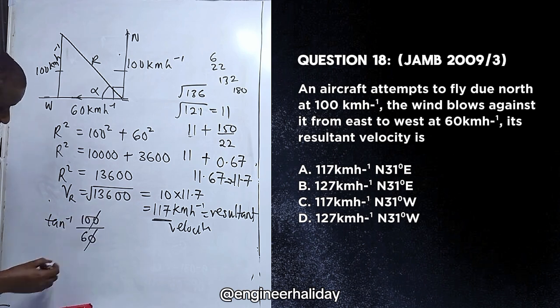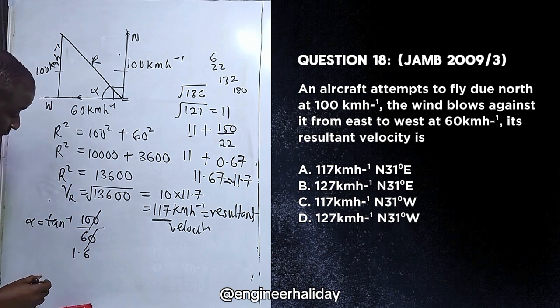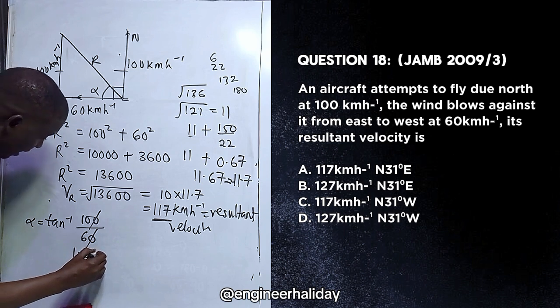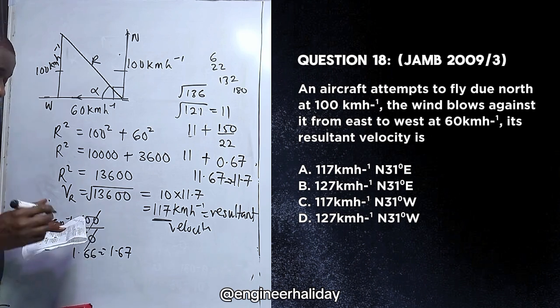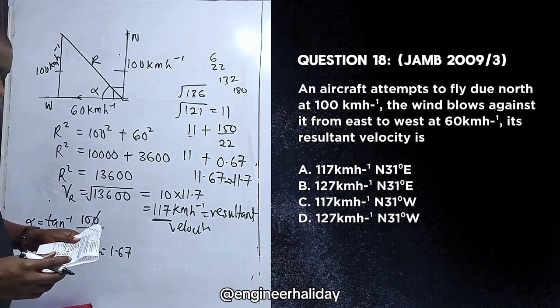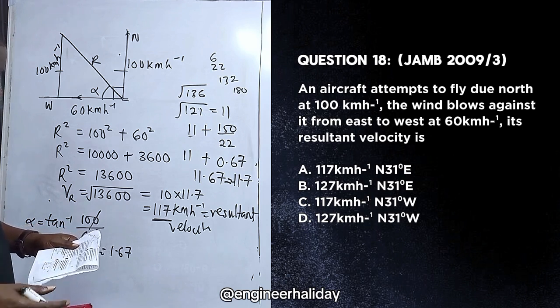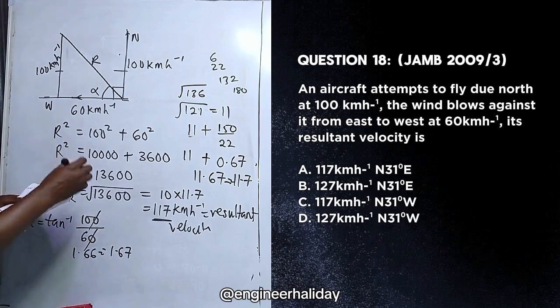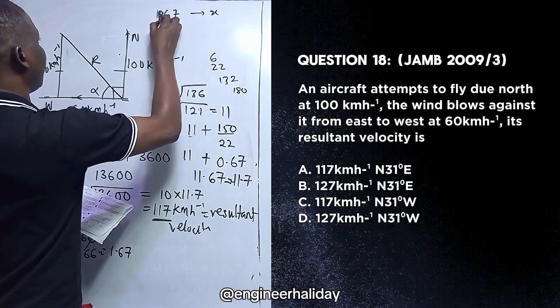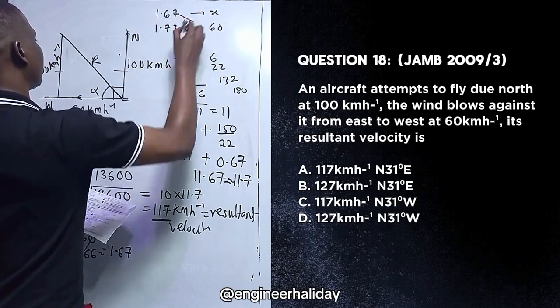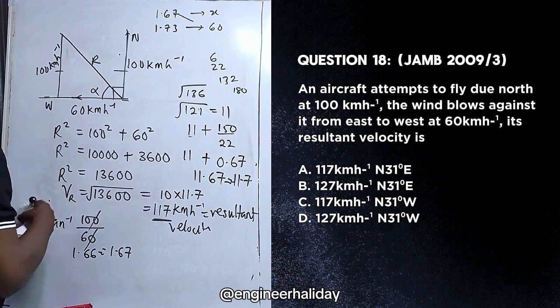This one will cancel this. Without wasting much time, we have 10 divided by 6, which is about 1.67. If you check very well, it is very close to 1.7, which gives us 60 something. If 1.73 gives us 60, you can just multiply. If you do that, what are you going to have?